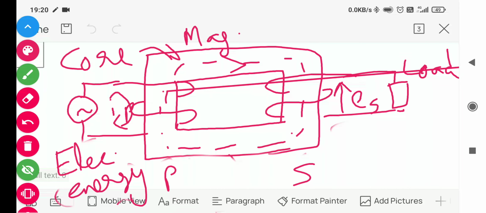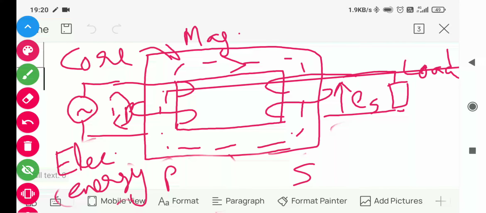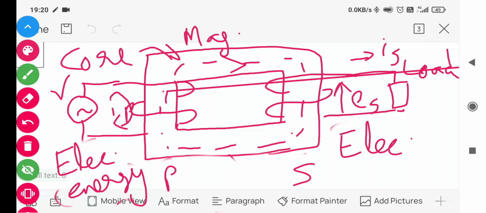Now, when there is some EMF and it is connected across some load, it may be resistive, it may be inductive, it may be in between, whatever it might be. When it is short circuited through the load, there will be some current I. When we have some voltage and some current, obviously there is electrical energy output being delivered to the load. So in the primary we are feeding electrical energy, and in the output we are again giving electrical energy.